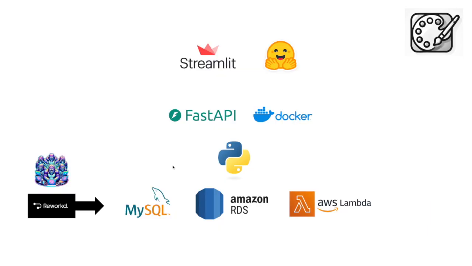Our database is stored by Amazon's RDS and utilizes MySQL. AWS Lambda helps host our FastAPI and Docker GET endpoint on the internet. And for ease of deployment, I kept it simple, running with a Streamlit Python script hosted on a Hugging Face space.